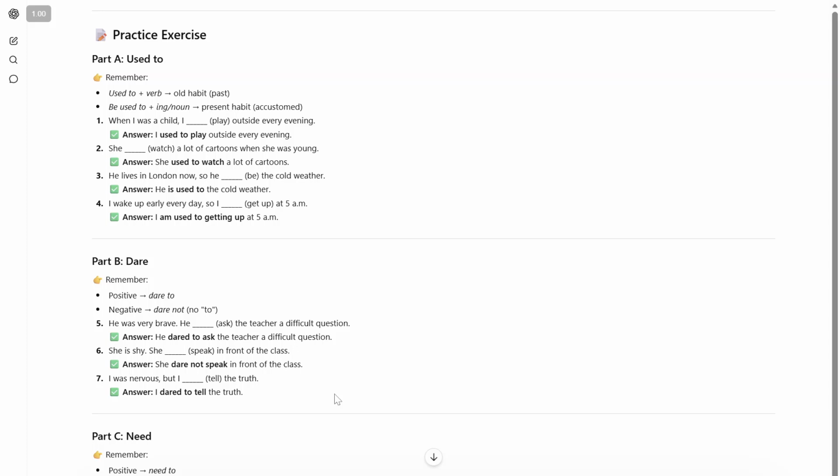Practice exercise. Part A, used to. Remember: used to plus verb, old habit, past; be used to plus verb-ing or noun, present habit, accustomed. 1, when I was a child, I ___ play outside every evening. Answer, I used to play outside every evening. 2, she watched a lot of cartoons when she was young. Answer, she used to watch a lot of cartoons. 3, he lives in London now, so he ___ the cold weather. Answer, he is used to the cold weather. 4, I wake up early every day, so I ___ get up at 5 a.m. Answer, I am used to getting up at 5 a.m.